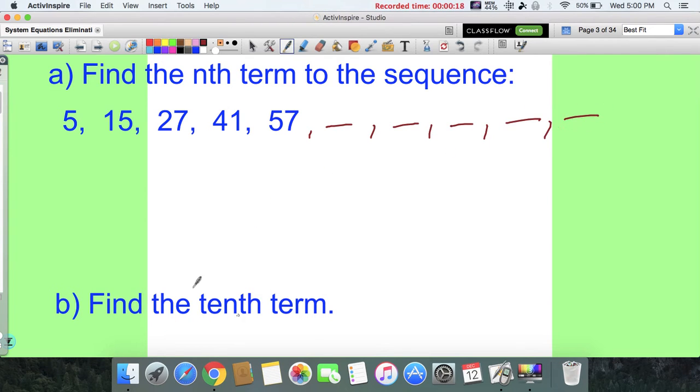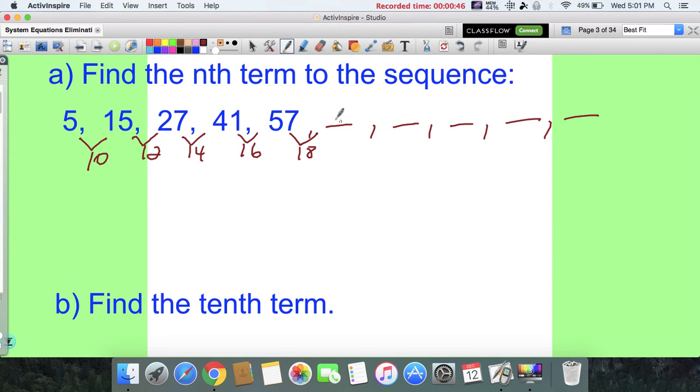So I'm actually going to do part B first. To find the 10th term, imagine when we did visual patterns, this was a picture with 5 squares, and then all of a sudden it increased to 15, 27, 41, 57. What would be the next one, and so forth? Well, one way you could do this is find the difference. The differences here are 10, 12, 14, 16. So the difference between this number and the next number would be 18.